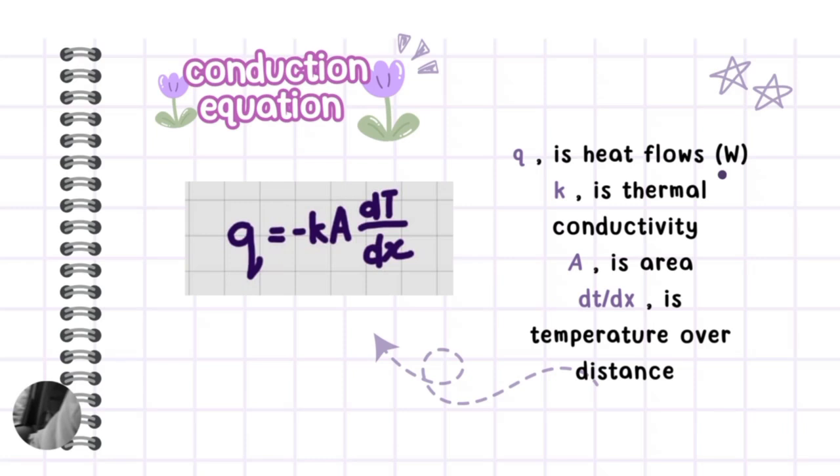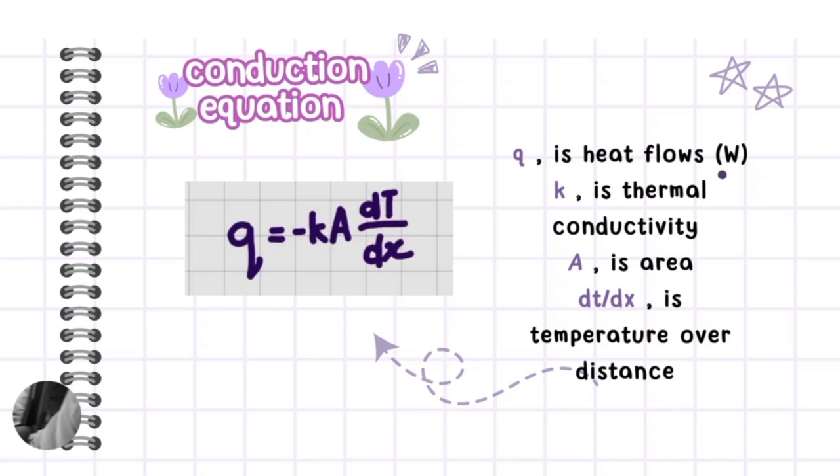Q is the rate of heat transfer measured in watts. It tells us how much heat is flowing through the material per second. k is the thermal conductivity of the material, measured in watts per meter per Kelvin. It represents how well the material conducts heat. For example, metals like copper have high thermal conductivity, while materials like wood have low thermal conductivity.